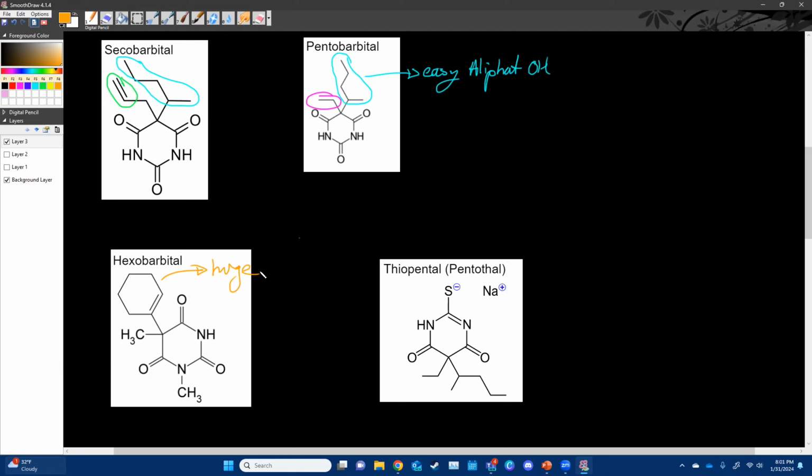And so it has a very easy time being eliminated from the body. So that's a key component of hexobarbital. What's important to note here is that despite having this tiny methyl group, hexobarbital is still easily metabolized. And really, this hexene group is just a massive group.